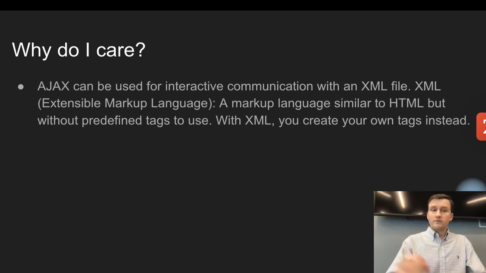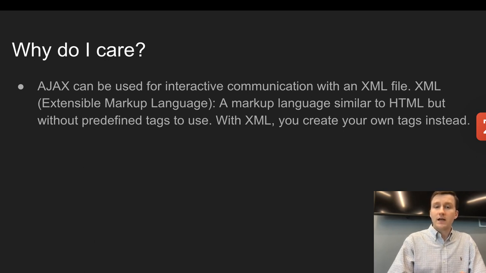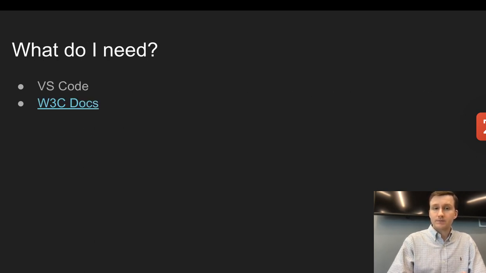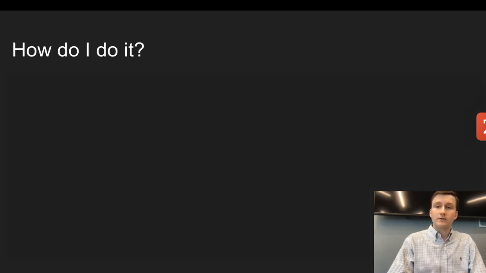So why do I care? AJAX can be used for interactive communication with an XML file. XML, extensible markup language, is a markup language similar to HTML but without predefined tags to use. With XML, you create your own tags instead. What do I need? VS Code, W3C documentation, and how do I do it? So clone down the AJAX module that's been added to the GitHub repository. We're going to add a Git method.